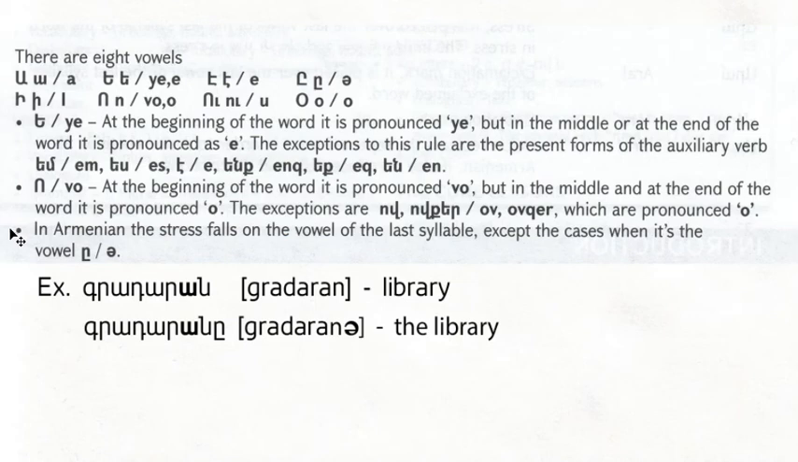And the stress falls on the vowel of the last syllable, except the cases when it's the vowel A. For example, the word library. In Armenian, it's pronounced gradaran. The stress falls into the last syllable. However, when we have the letter A at the end of the word, such as here, the stress falls one syllable before A. So it's pronounced gradaran, which means the library. A in Armenian is a definite article. It just is attached to the word.